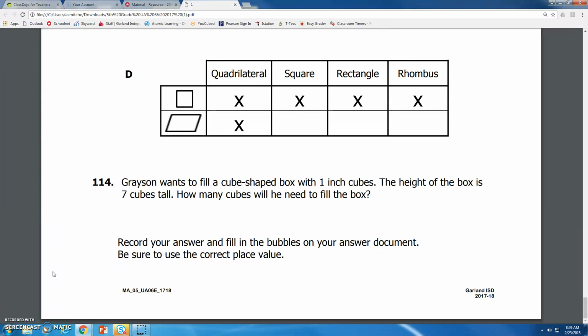Once you have finished, please go back and double check your work. Make sure you've shown a formula for every question that you can show a formula for, and make sure you grid it in the correct bubbles.